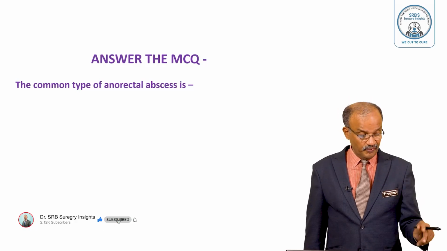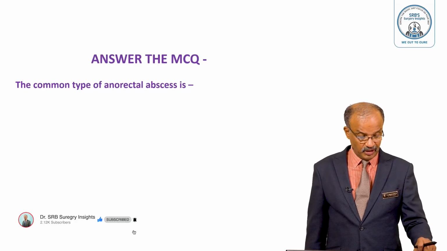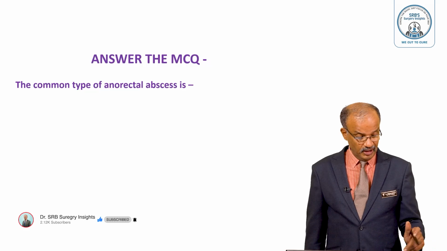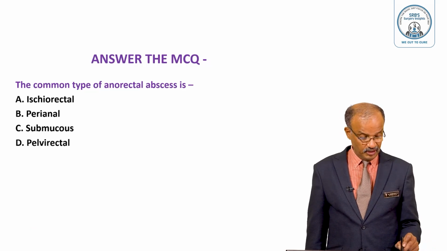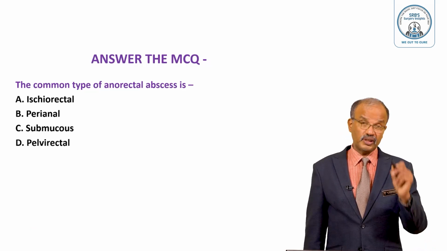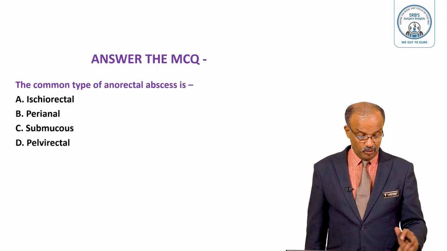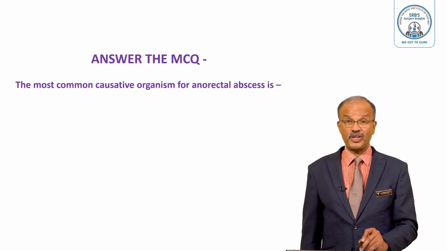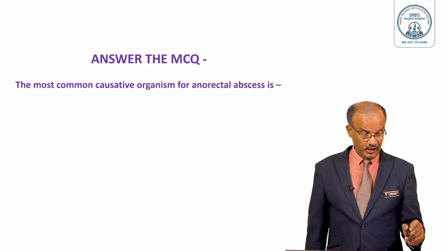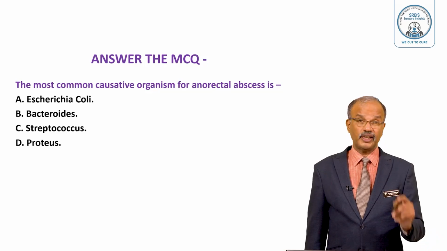I request students to go through this MCQ and put the right answer. The common type of anorectal abscess is ischiorectal, perianal, submucous, or pelvirectal. Put the right answer. I'll appreciate and acknowledge your answer, students, in the comment box. The most common causative organism for anorectal abscess is E. coli, Bacteroides, Streptococcus, or Proteus. Again, put the right answer.